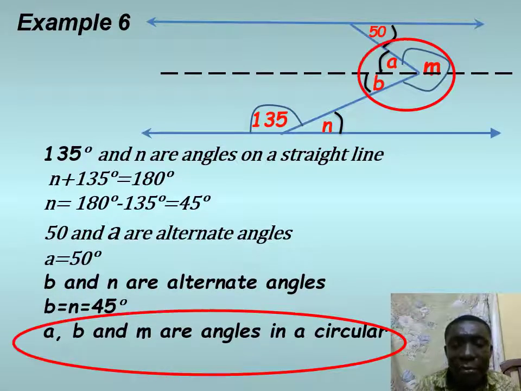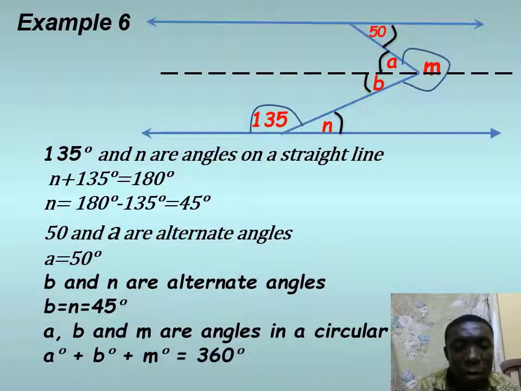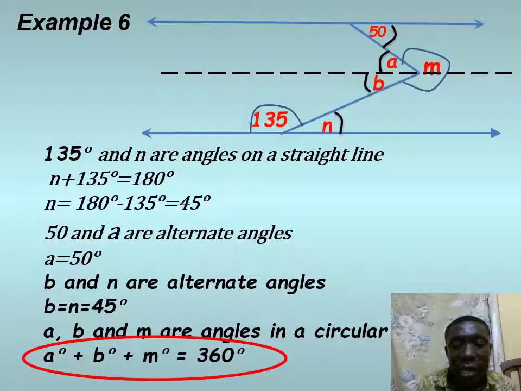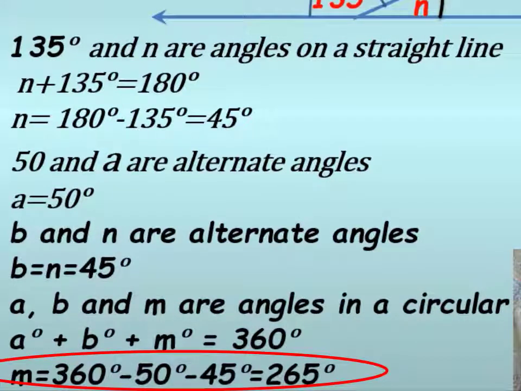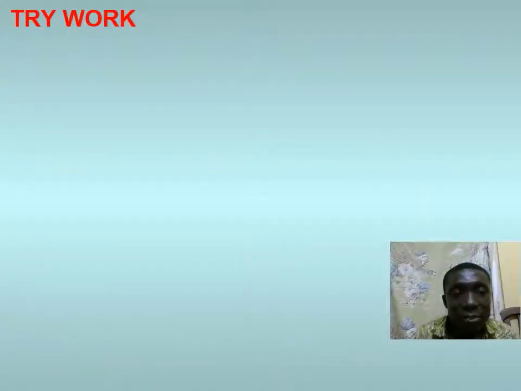Studying critically the angles around a point, angle A, B, and M, at the middle there are angles around a point. We can also say that they are angles in a circular form. So when we add them, it should give us 360 degrees. So angle A plus angle B plus angle M equals 360 degrees. When we make angle M the subject, we have 360 degrees minus 50 degrees minus 45 degrees. So angle M finally is 265 degrees.